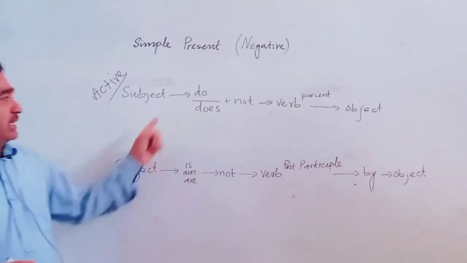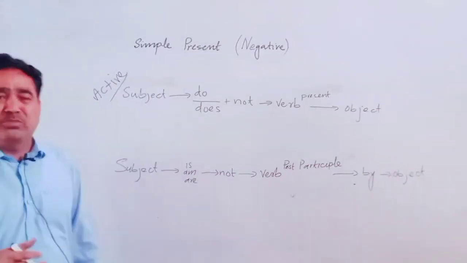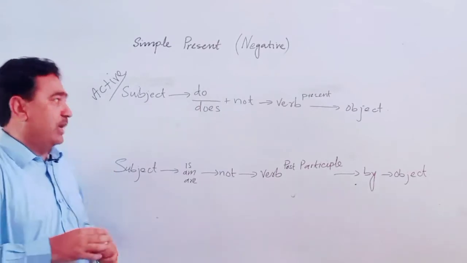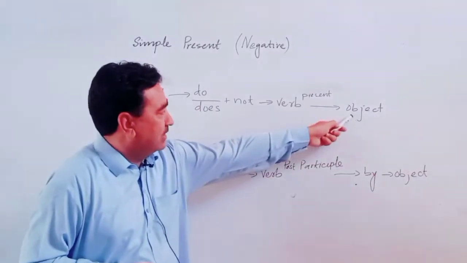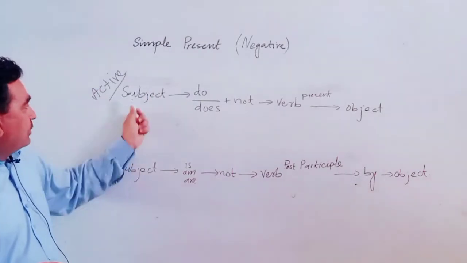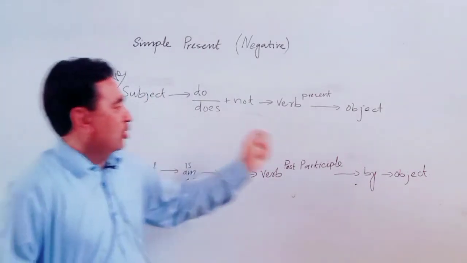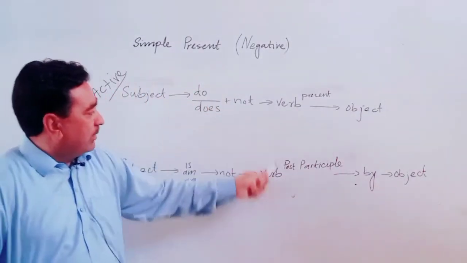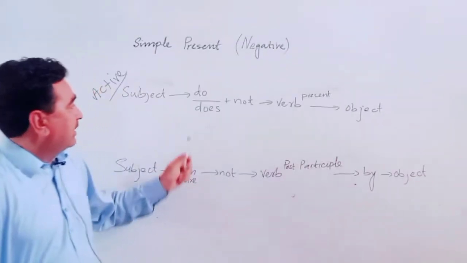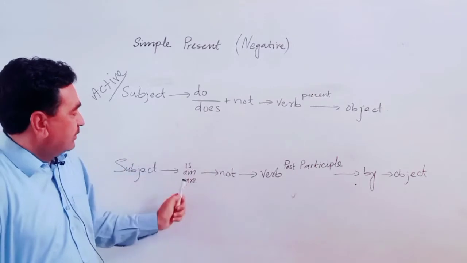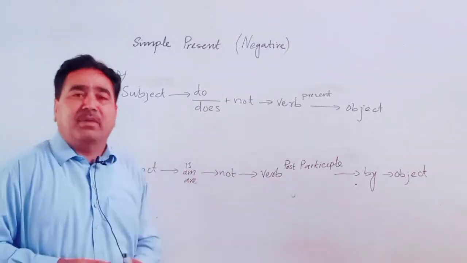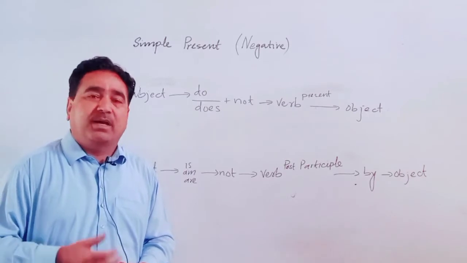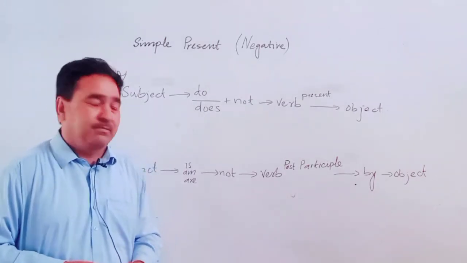Now to change this sentence into passive voice, you have to make the same changes that we discussed in our last video. You have to make the object of the sentence the subject. You have to change this subject into the object in the passive voice, put by before the object, change the verb form into the past participle, and replace do or does with is, am, are, because is, am, are are the forms of be that are placed before the past participle in simple present tense.